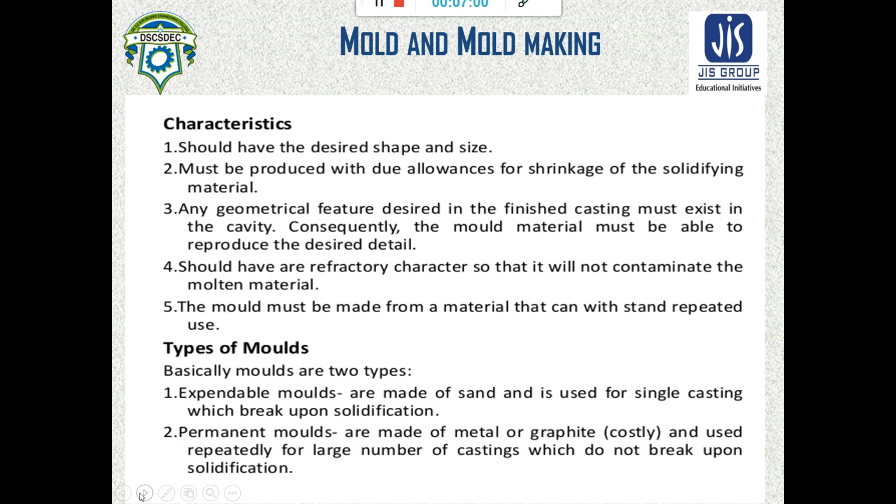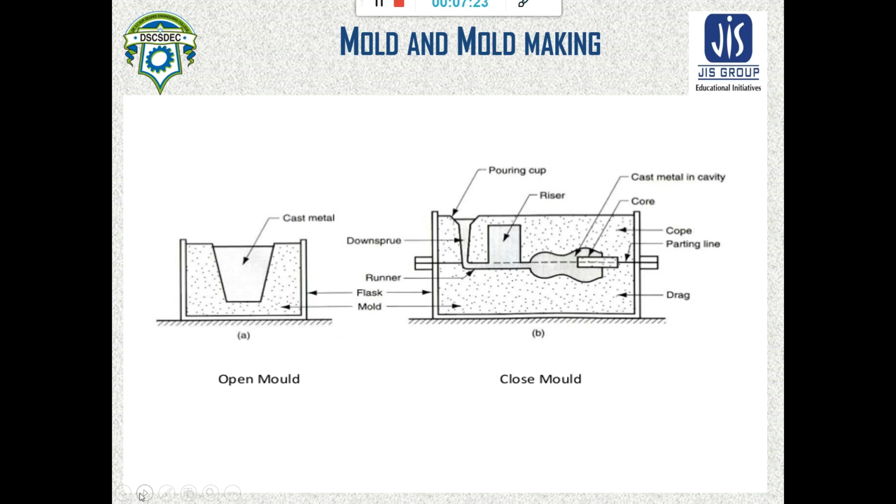So there are two types of the mold. First is expandable mold. In case of expandable mold, we have to break the mold after each and every casting. But in case of permanent mold, the mold is not broken after each and every casting. So that is called permanent mold and expandable mold.